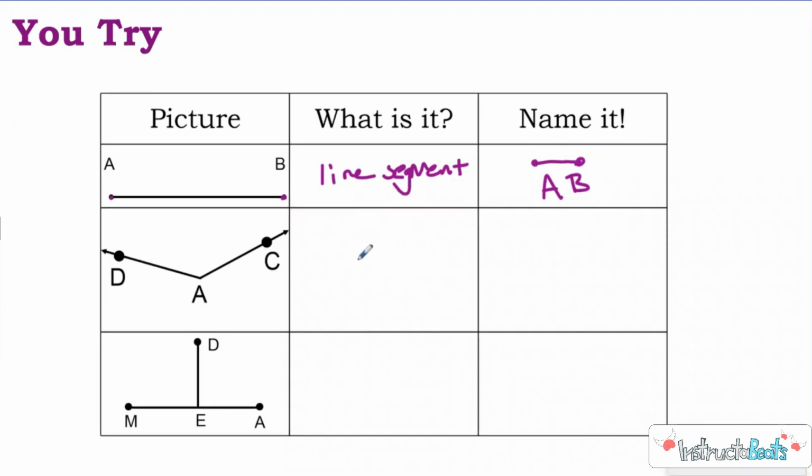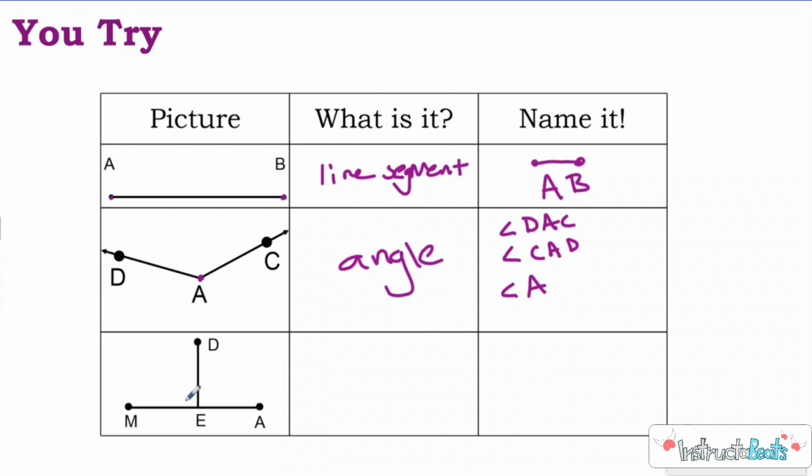All right, here we have an angle, right? Because 2 rays met at this vertex right here. Okay, there's a space between them. And there are 3 different ways to name this. It could be angle DAC, it could be angle CAD, or because the vertex is A, it could just be angle A, okay?